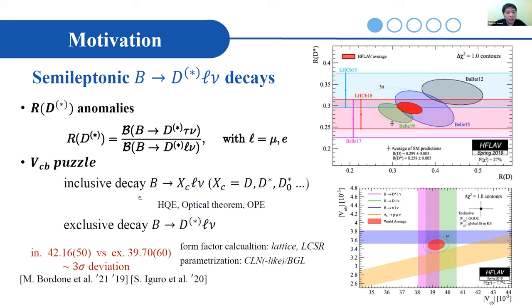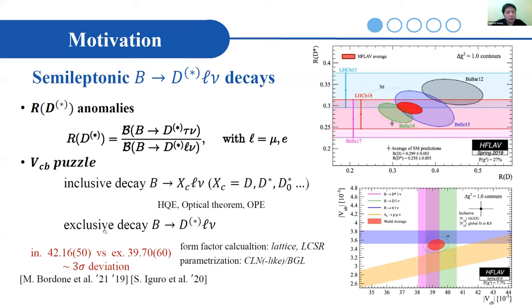For the inclusive decay, all final hadrons containing a C quark are summed over. The decay rate can be computed to good precision with an expansion in alpha S and 1 over MC or MB, with the help of heavy quark expansion, the optical theorem, and the operator product expansion.